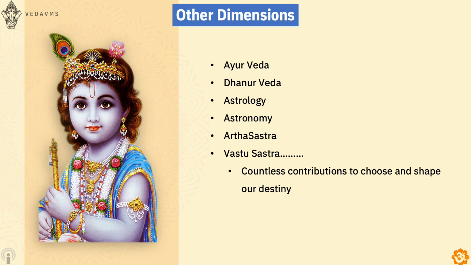Then there are sastras which deal with Artha Sastra. Artha means wealth in Sanskrit. Vastu Sastra, which is the science of place. Then there is Shilpa Sastra. So there are countless contributions made by the revelations of these rishis, which have been documented or passed on from generation to generation, so that people can choose and shape their jobs, their destinies, or their path to realization.